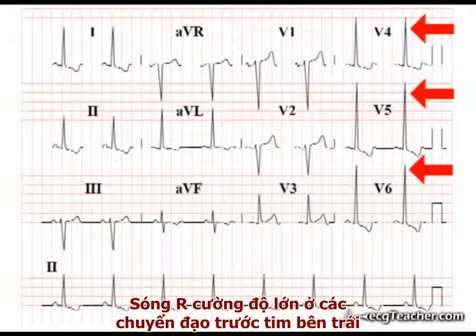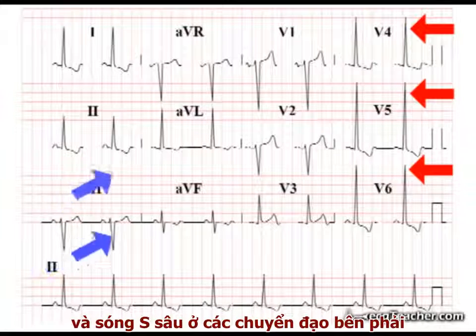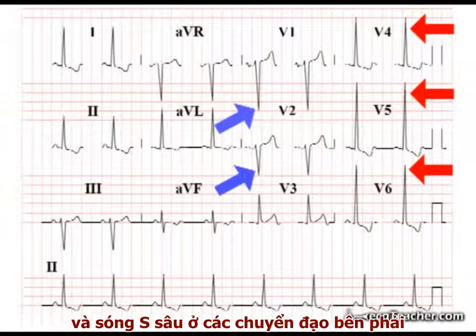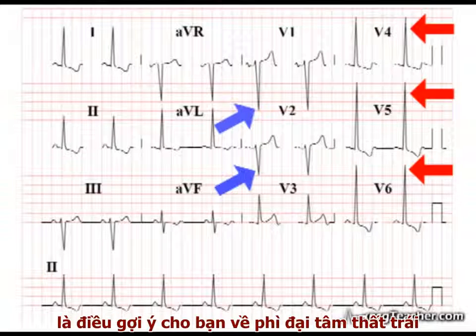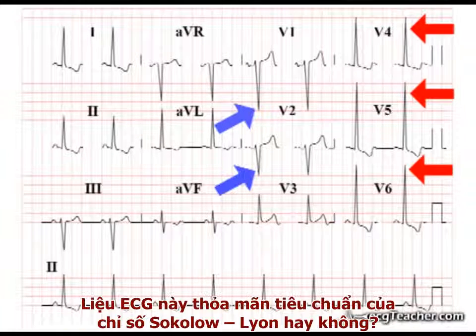The high amplitude R waves in the left-sided chest leads and deep S waves in those on the right are particularly striking and suggestive of LVH. But does the ECG satisfy the Sokolow-Lyon criterion?